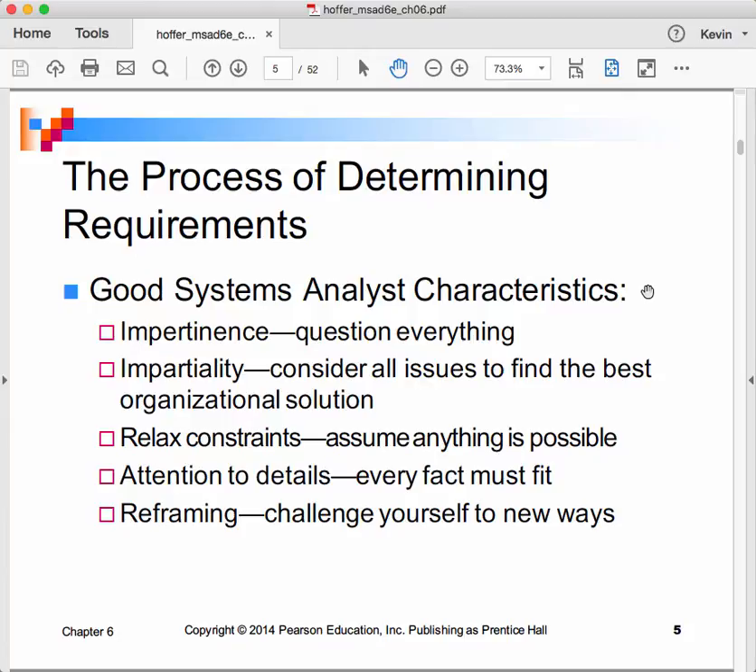So we need to question things, and we need to question things beyond maybe everyday polite questioning. Why do you do that? What would happen if we didn't do that? What would happen if we relaxed that constraint? All those kinds of things. So your role as a systems analyst is going to be a bit impertinent, but in a professional and respectful way.